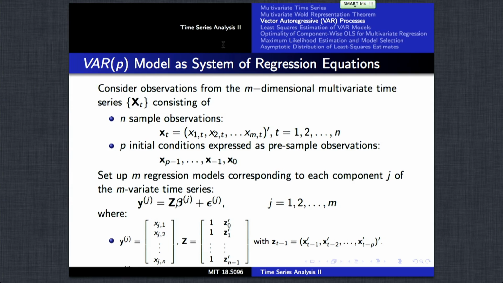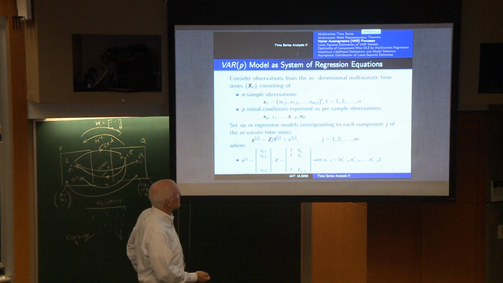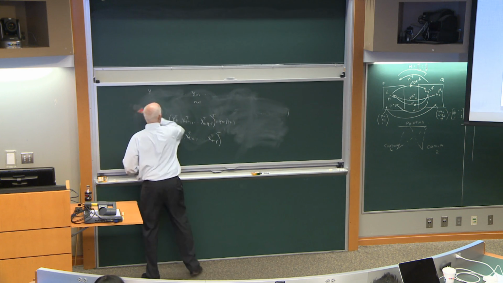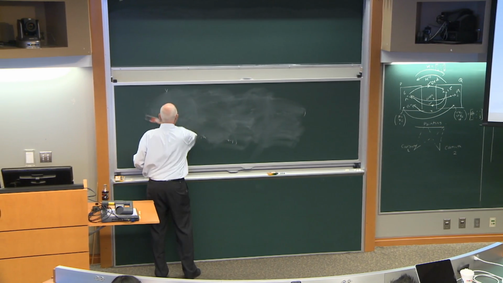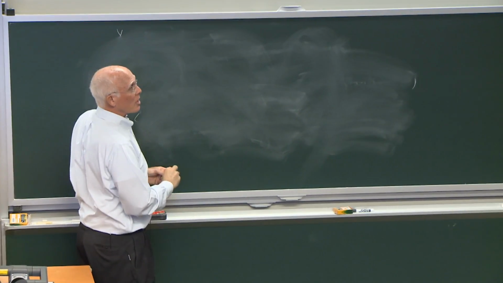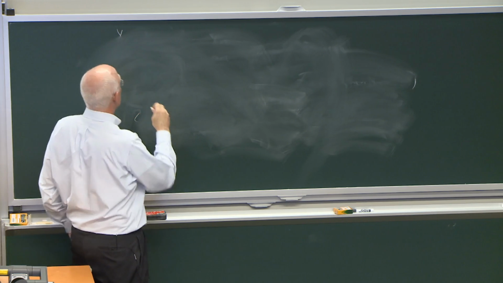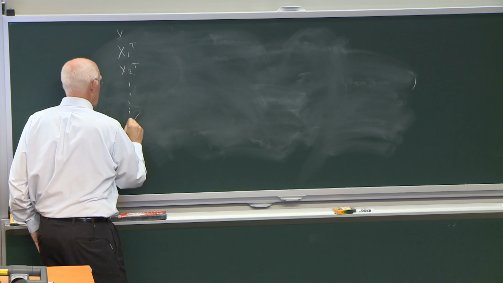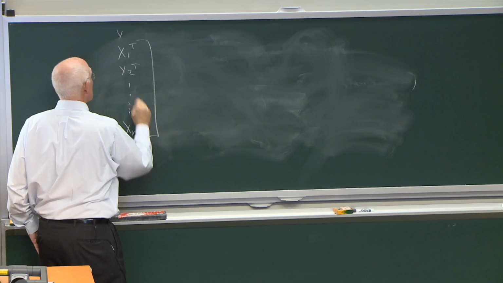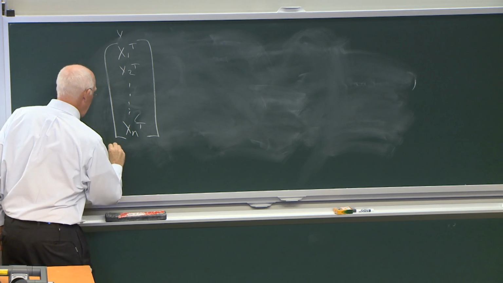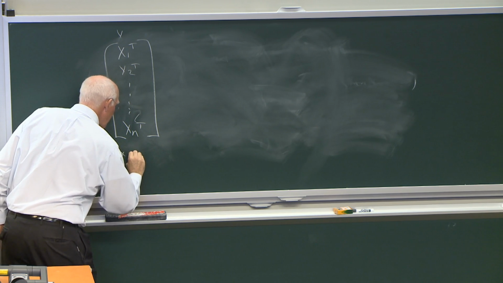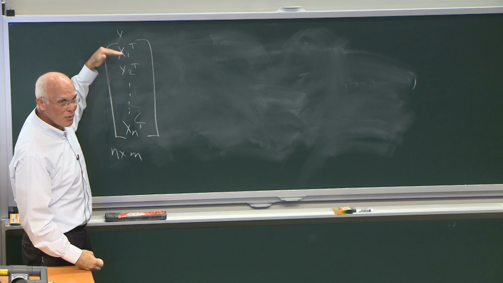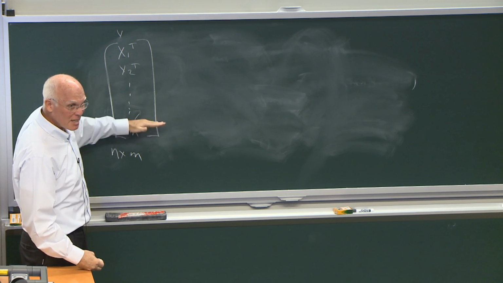So what we have is our collection of data values, which is x_1 transpose, x_2 transpose, down to x_n transpose, which is an n by m matrix. This is our multivariate time series, where the first row corresponds to the first time values, and the nth row to the nth time values.